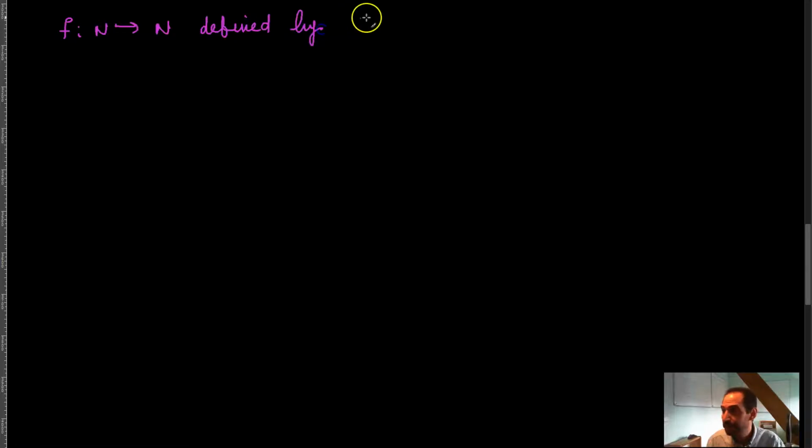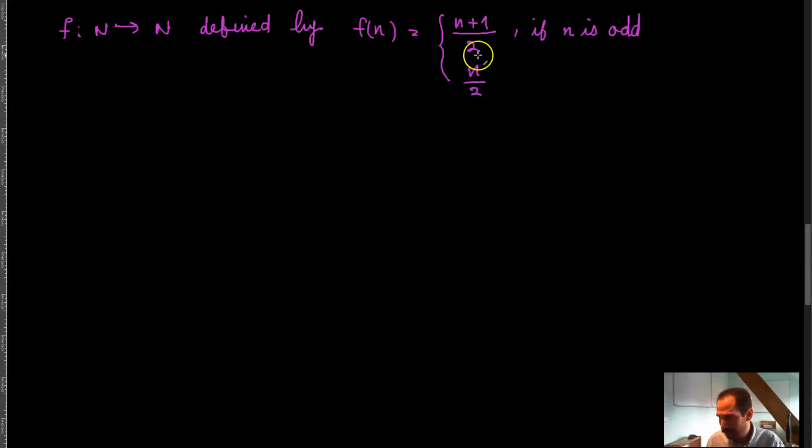Basically, we have, let f be a function from N to N, which is defined by f of n is equal to (n plus 1) divided by 2 if n is odd, and n divided by 2 if n is even, right? For all n belonging to N.